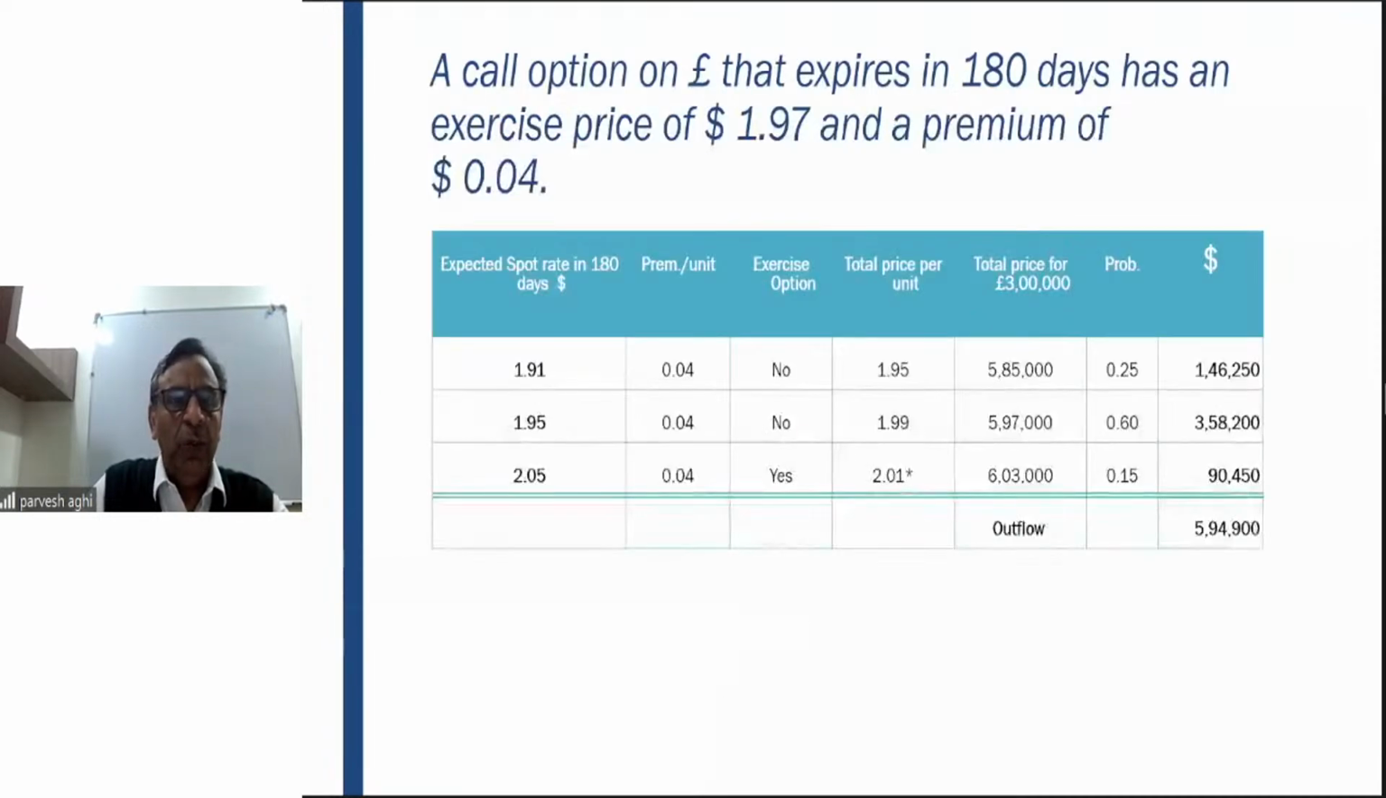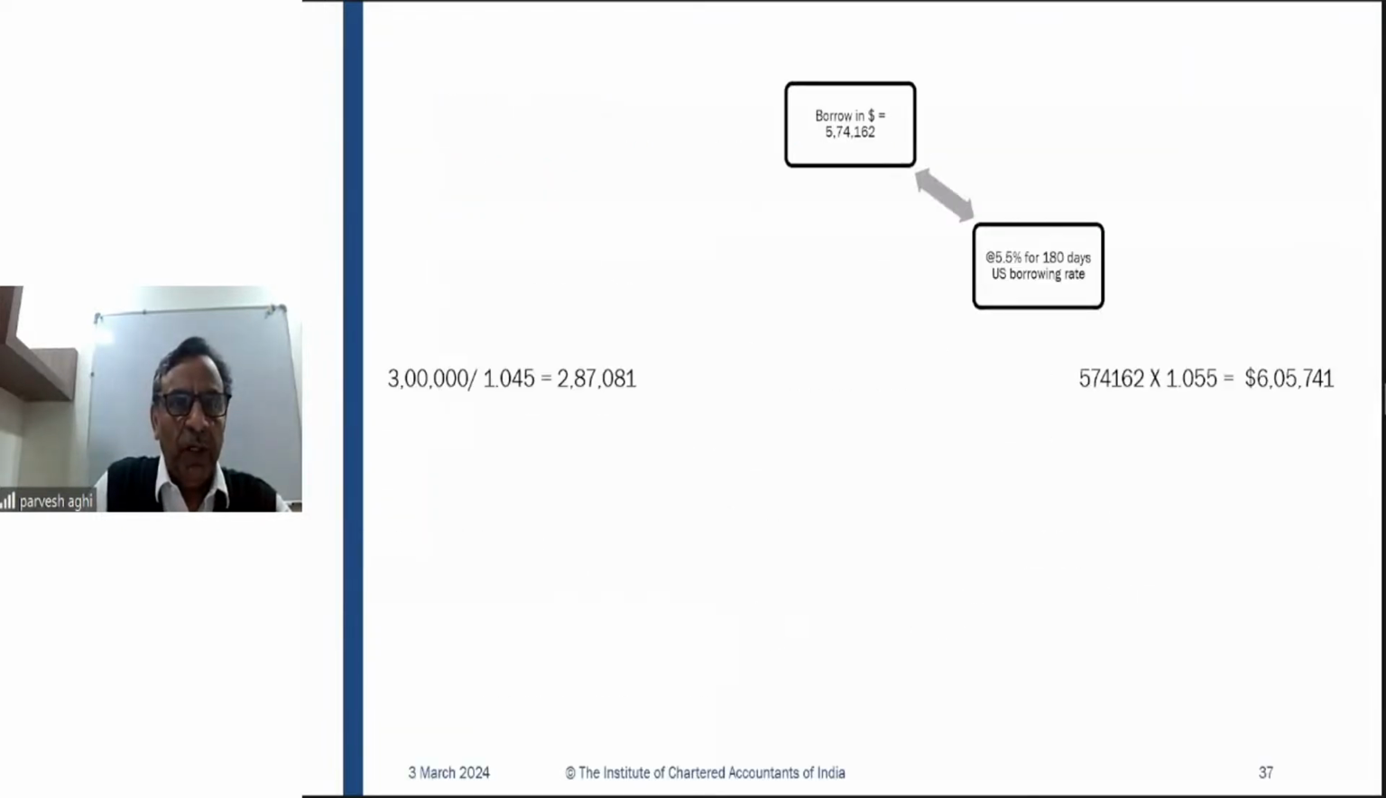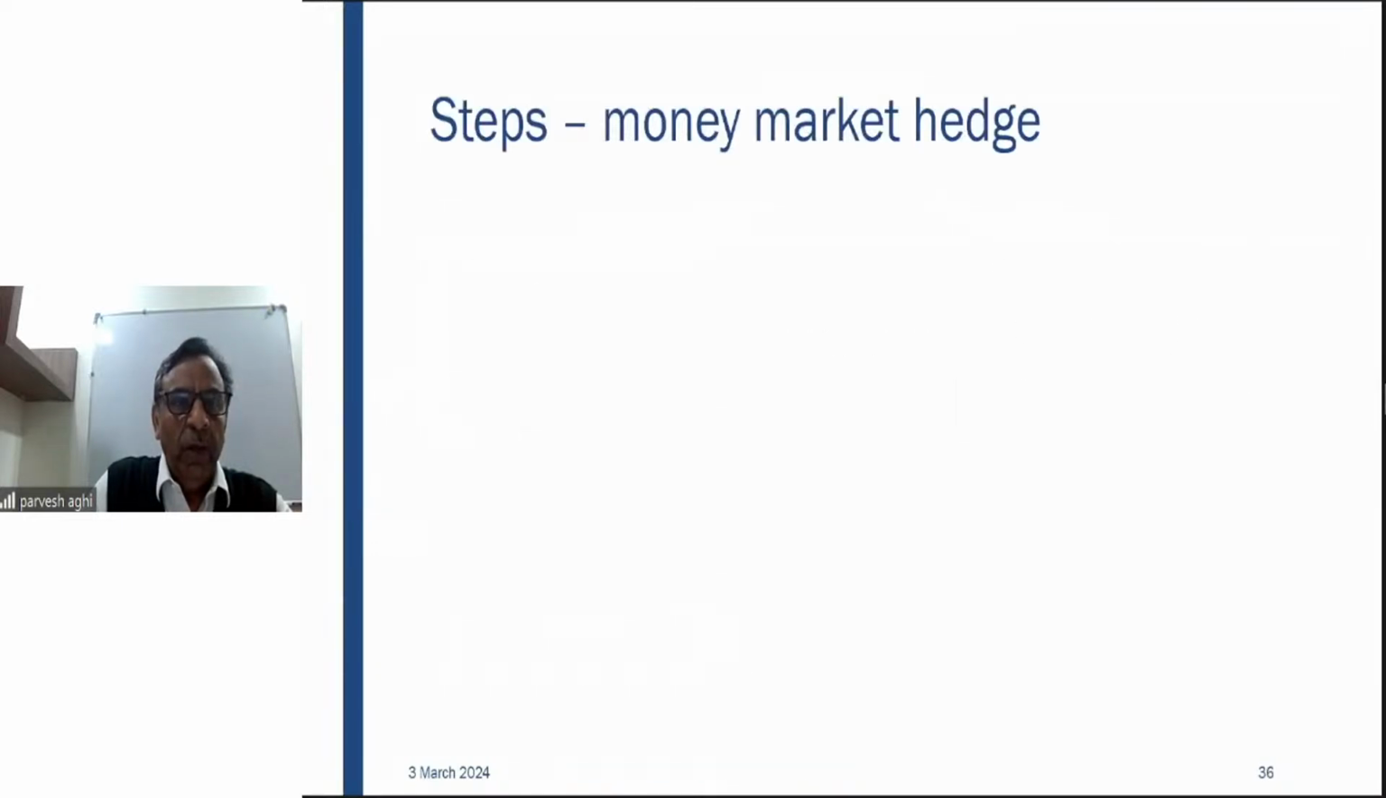Now let's go to the call option. Here the call option on pound that expires in 180 days has an exercise price of $1.97 and a premium of 0.04. Now, it is given in the question, so I can take you to the question. I think I missed some part of it there, so I'm just going to cover that.